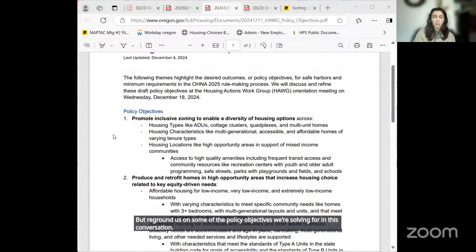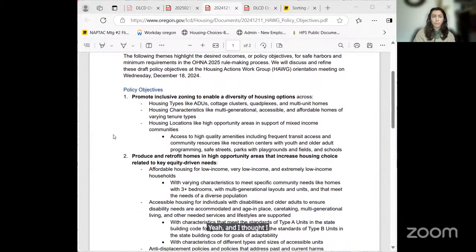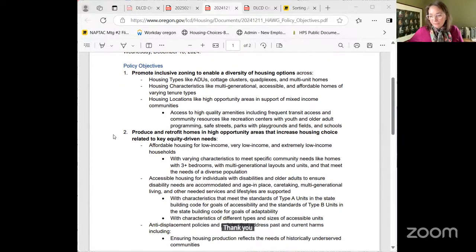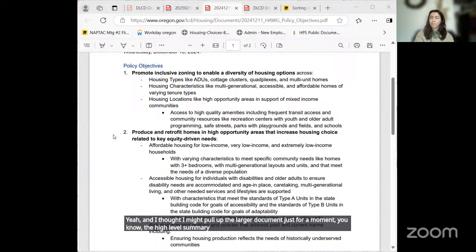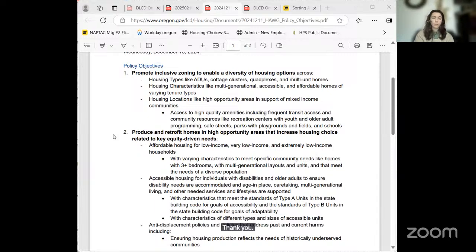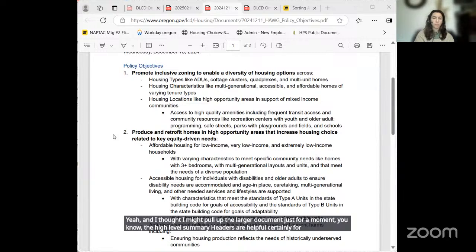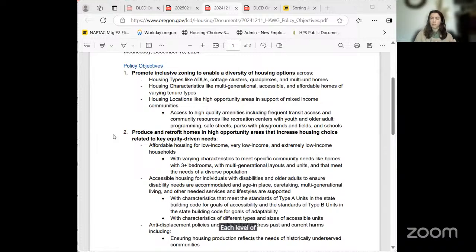Yeah, and I thought I might pull up the larger document just for a moment. The high level summary headers are helpful, certainly for PowerPoint, and just to touch on them, but also to unpack a little bit more some of these questions about which of these areas we feel could warrant each level of compliance pathway tool, whether it's safe harbor or minimum standard or rebuttable presumption.